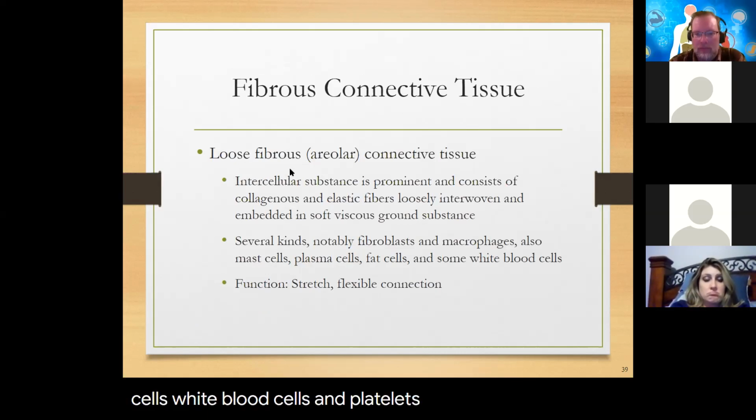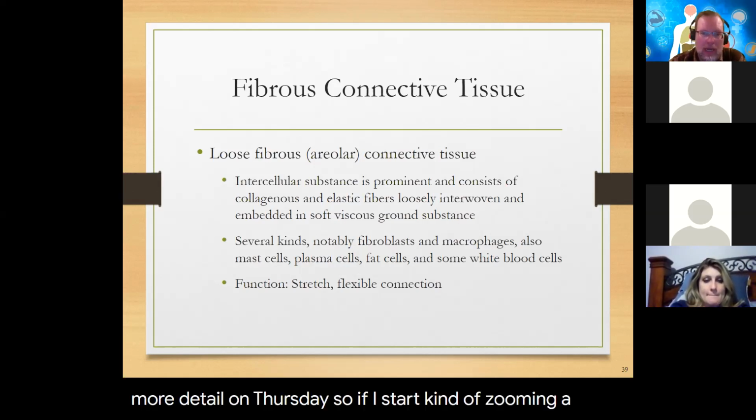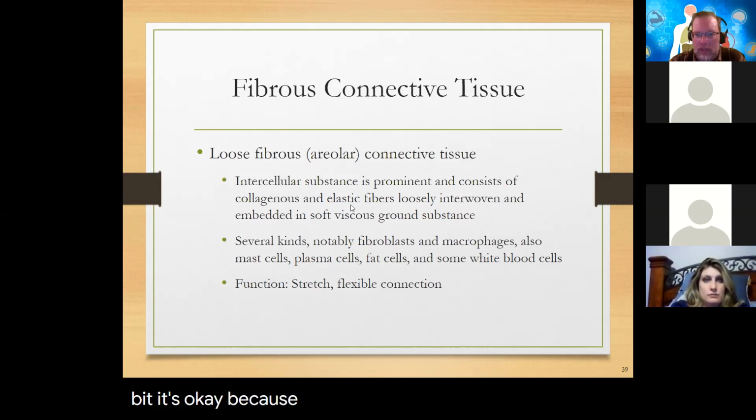So anyway, a couple of just brief deals here. Again, we're going to go through this in more detail on Thursday. So if I start kind of zooming a little bit, it's okay because we see all of this stuff again in more detail on Thursday.